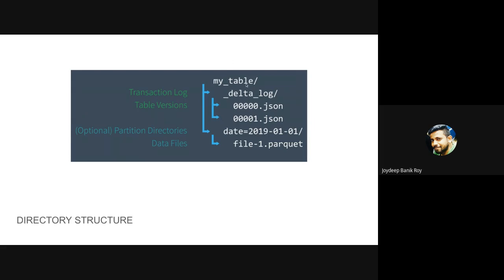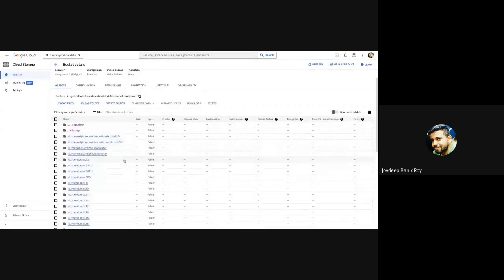If you see here, there is your main table, and then there is a Delta log within which there is 00.json, 001.json. And then there is your date. This is a partition, right? This date is a partition based on which you have partitioned your directories, and then you have your data files. For example, I'll show one of our actual Delta tables.